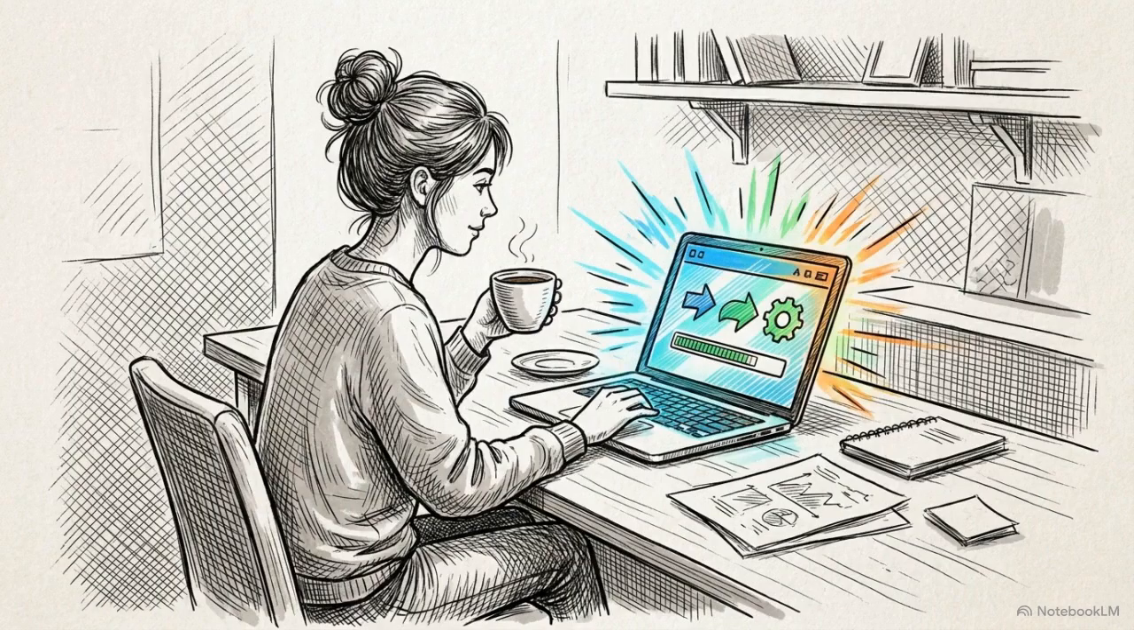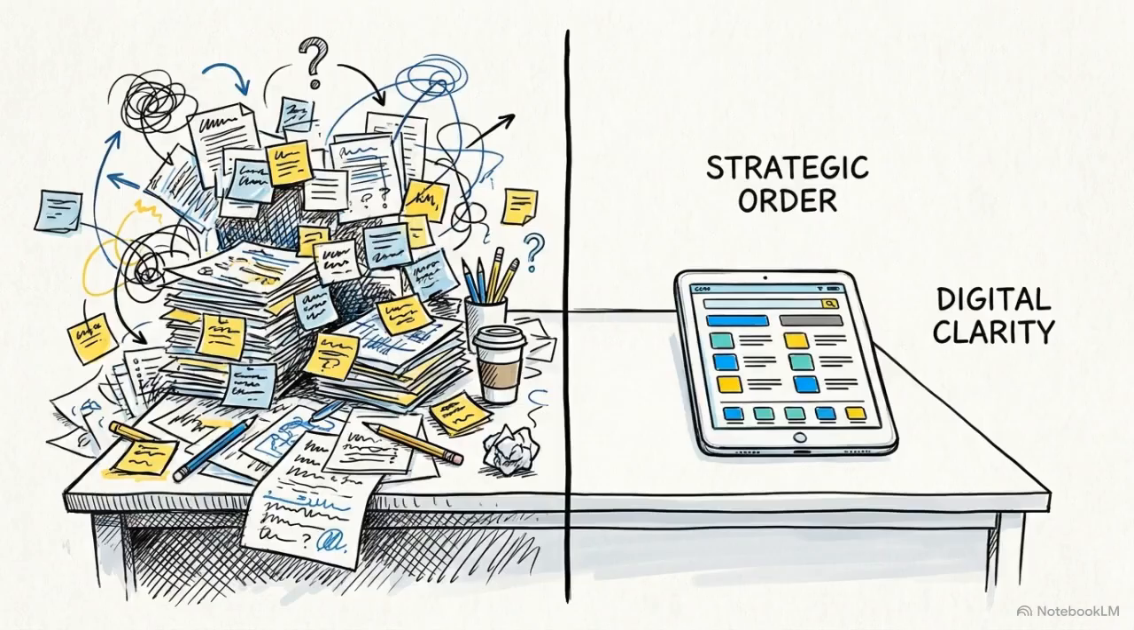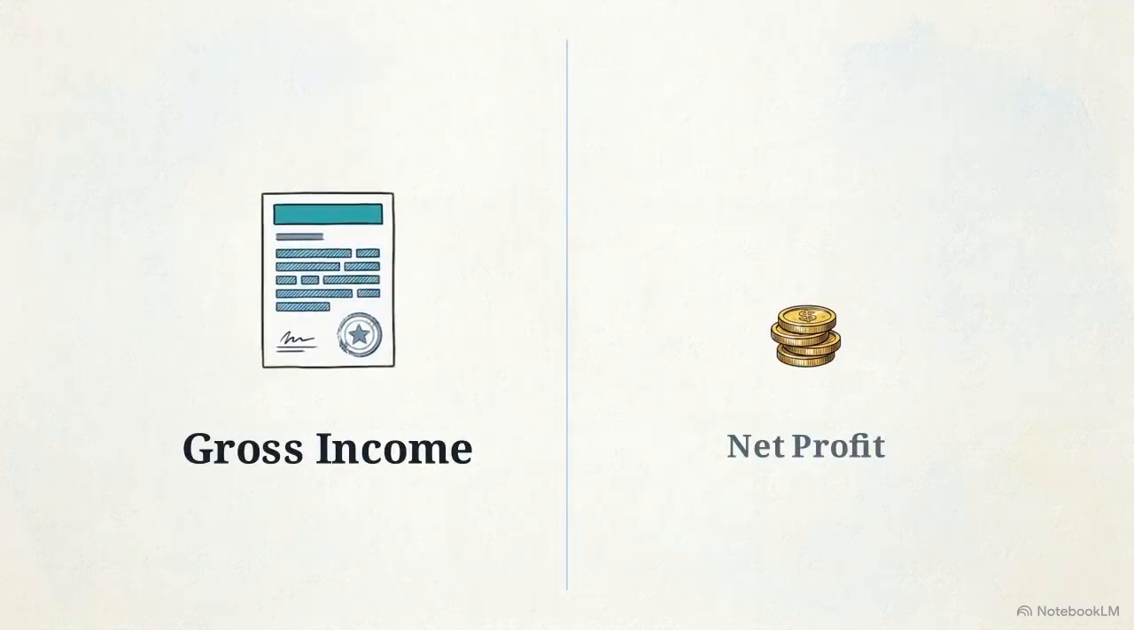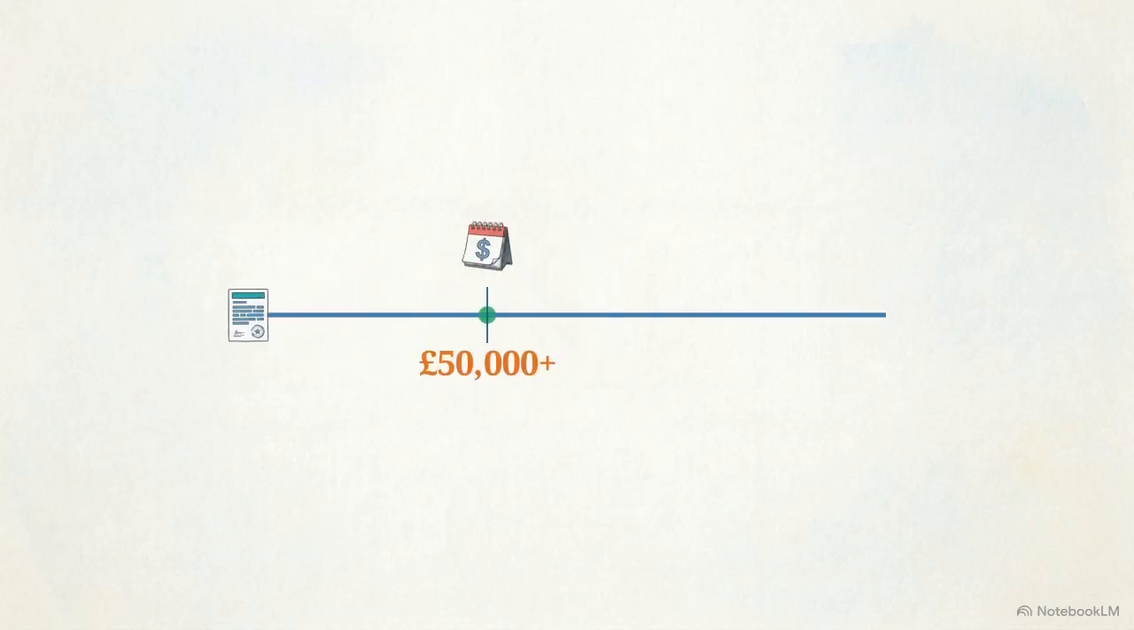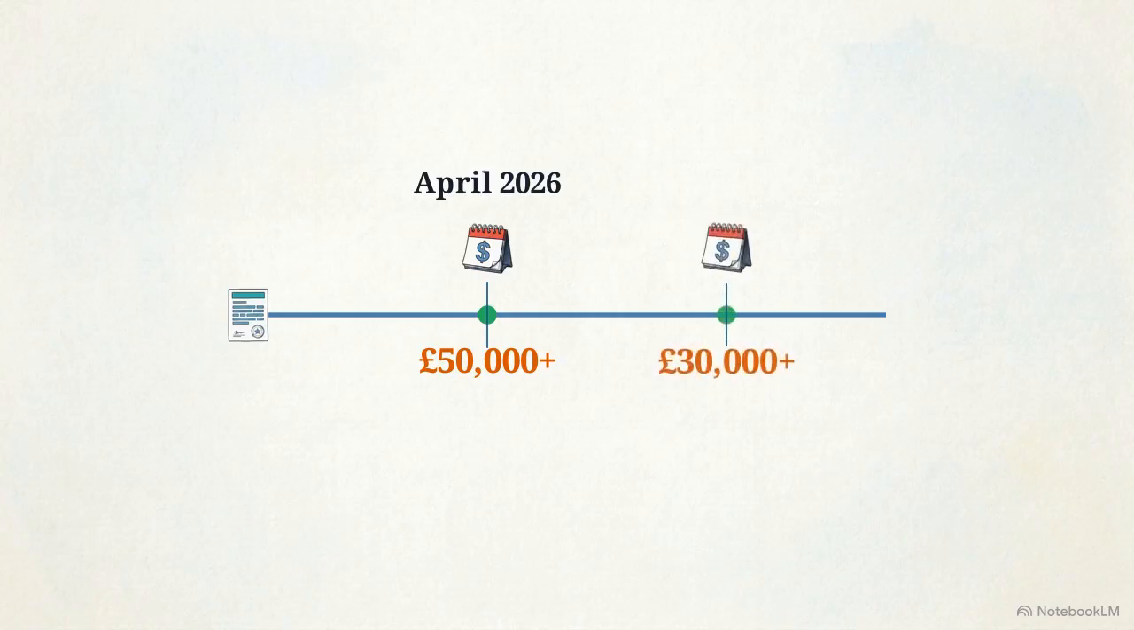Setting up a proactive digital system right now means you won't be caught off guard. You trade the stress of a looming deadline for a simple, streamlined quarterly habit. MTD eligibility is triggered strictly by your gross income, every penny received before expenses are deducted, not your net profit. If that gross figure exceeds £50,000, MTD is mandatory starting April 2026. Over £30,000, your start date is April 2027.